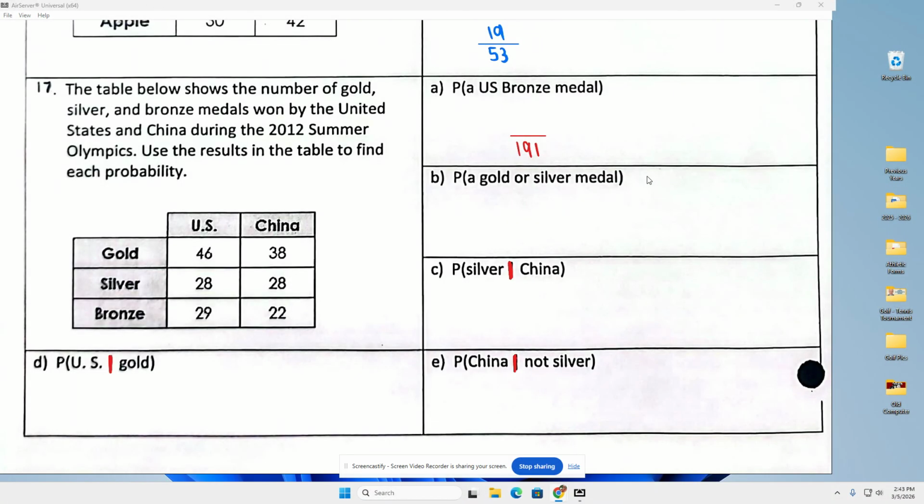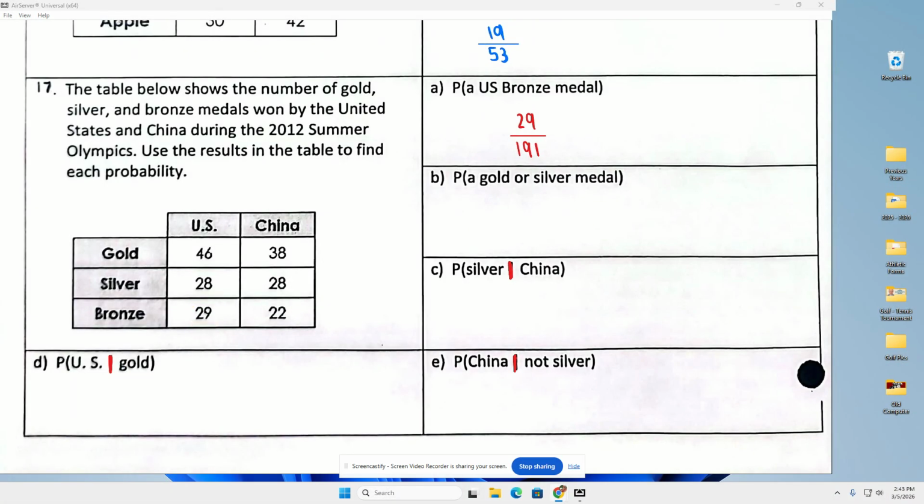Now, out of everyone, who won a U.S. bronze medal? U.S. bronze medal was 29 out of 191. Double check that, see if it reduces. It doesn't, okay? We move on.